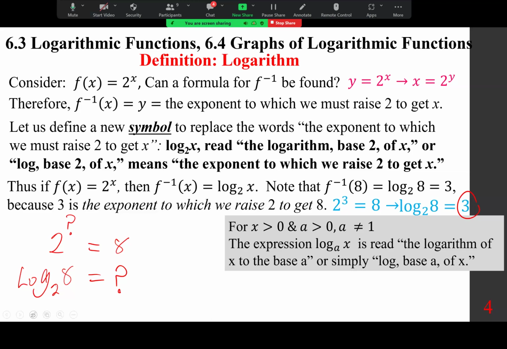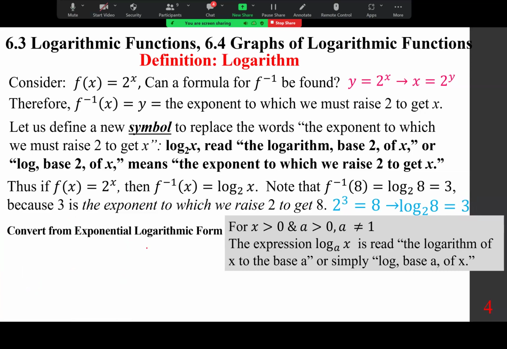Let me erase that because I need this space. Convert from exponential to logarithmic form. Let's see how we do that. That's a pretty straightforward process.